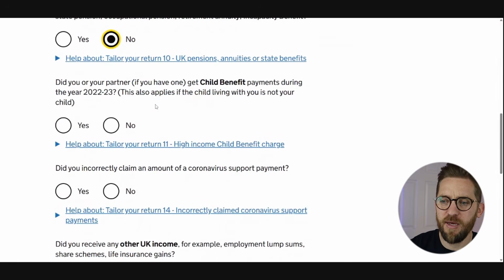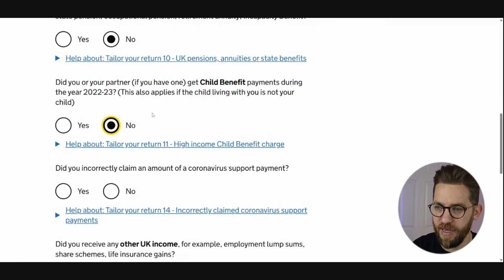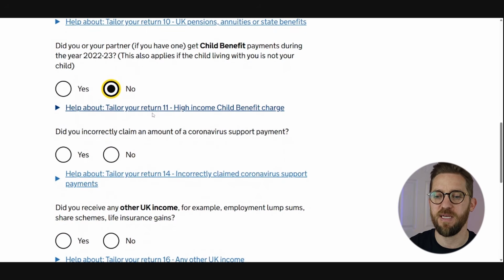Did you or your partner get child benefit? If you're a higher earner, if you earn more than £50,000 and you or your partner claim child benefit, then the person who earned the most actually has to start paying back that child benefit, and that's why they're asking you about it here.